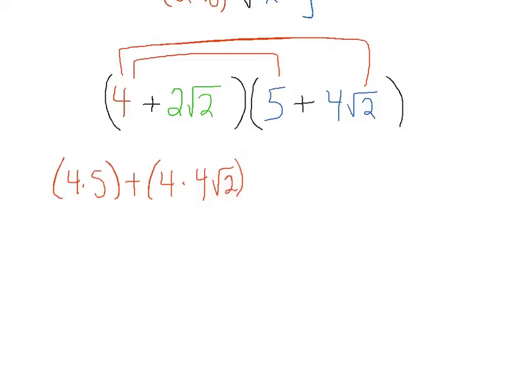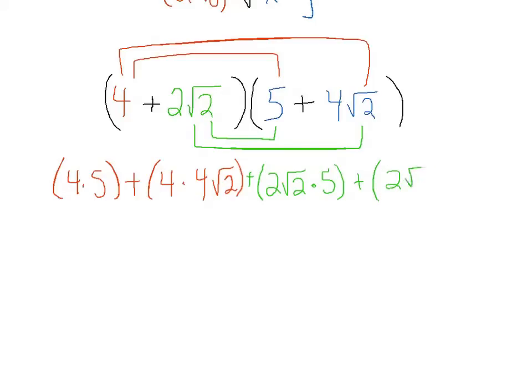Then I'm going to go to this 2 square root of 2, and I'm going to do the same thing. So I'm just distributing them to the other two terms in the other binomial. So it's going to be plus 2 square roots of 2 times 5 plus, now I have 2 square roots of 2 times 4 square roots of 2. Now I go through and I do the multiplication. Okay, and so I just start off from left to right.